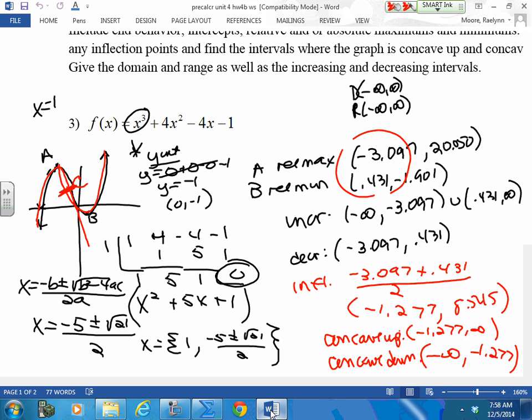Okay? How did that work? You didn't get that inflection point?